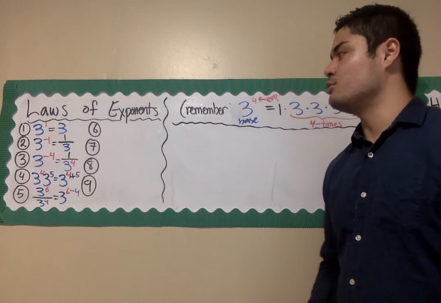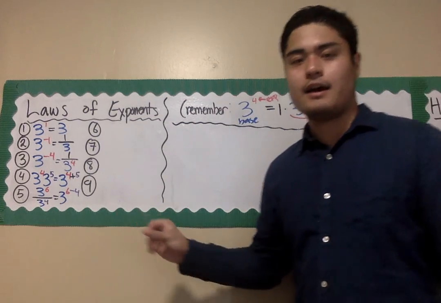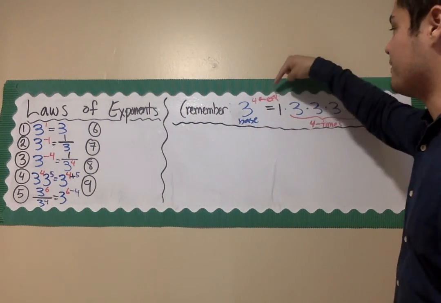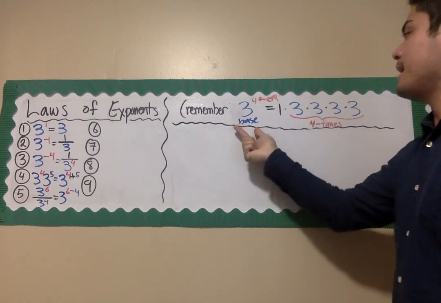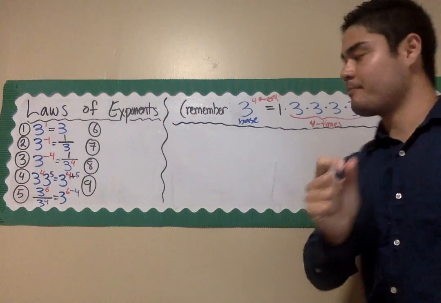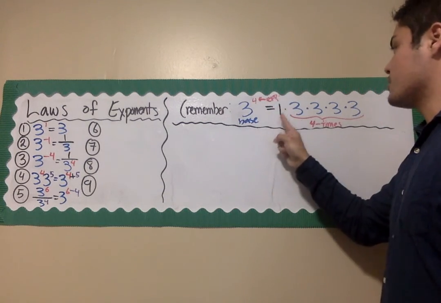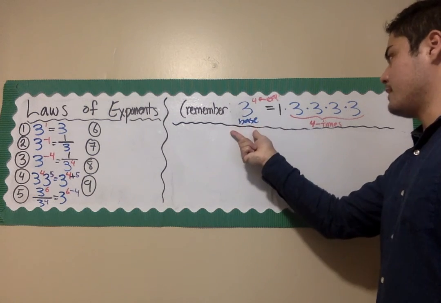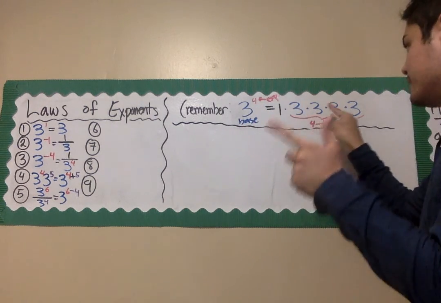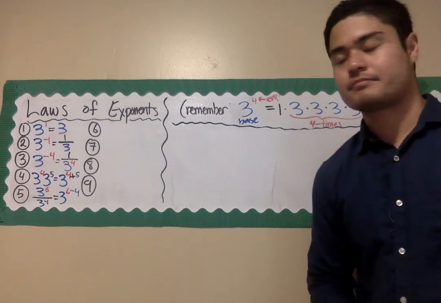Alright, so we're now going to do the second half of the laws of exponents, laws 6 to 9. As a reminder, what an exponent is, we have a base and we have an exponent. The base is the number that we're repeatedly multiplying. The exponent is how many times we're multiplying. So we're starting with a 1. The base is 3, and we multiply it 4 times. 1 times 3 times 3 times 3 times 3. And that is 3 to the power of 4.